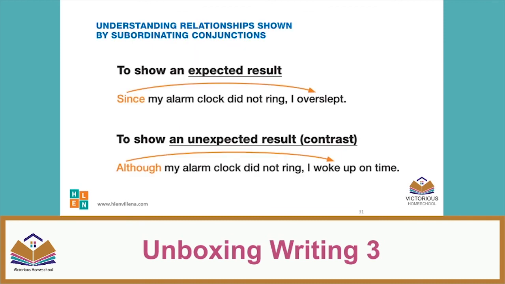So let's try to go deeper. Let's understand the relationships shown by subordinating conjunctions so that you can make decisions in terms of your writing. If you want to show an expected result, you can write it this way: Since my alarm clock did not ring, I overslept. But if you want to show an unexpected result or contrast, you can say, although my alarm clock did not ring, I woke up on time. Interesting, right?